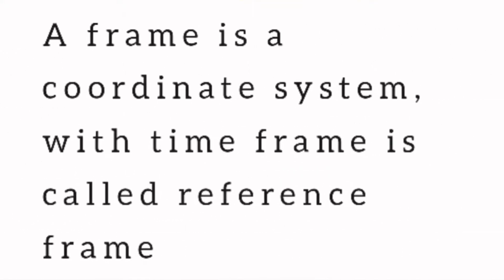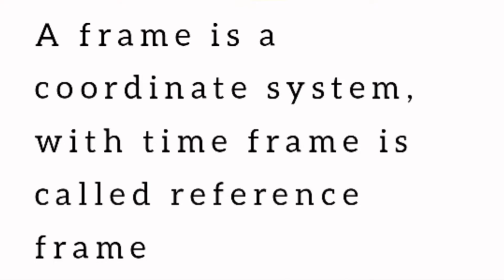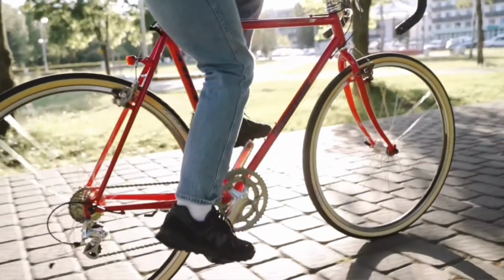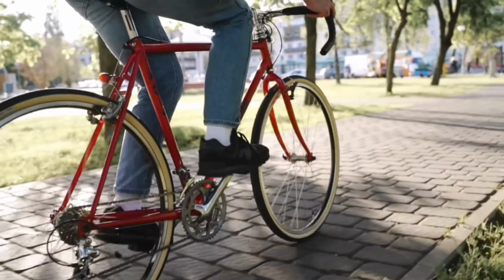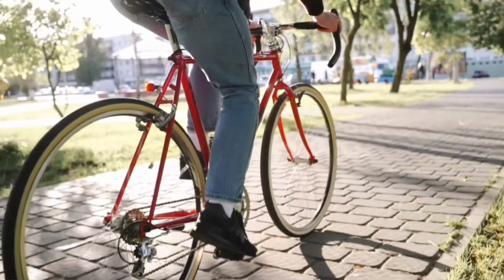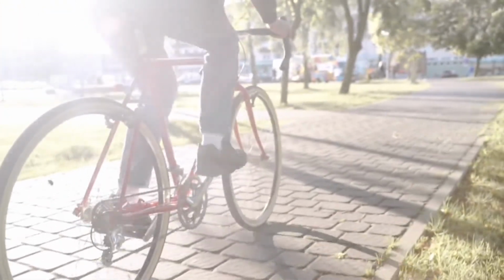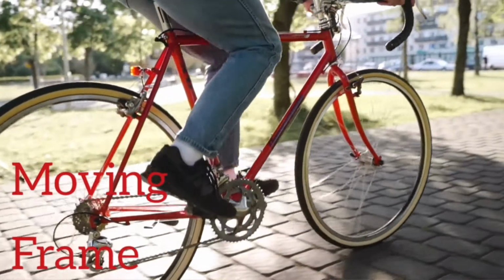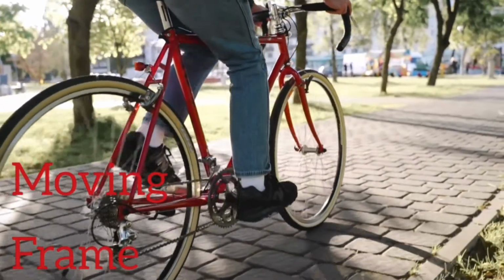A frame is a coordinate system with time, and it is called a frame of reference or reference frame. Now, for understanding, we will take an example: you are sitting in a park and your friend is riding a cycle in front of you, but you and your friend are not sharing the same frame, as you are in a rest frame and your friend is in a moving reference frame.